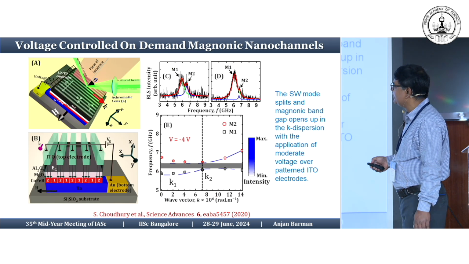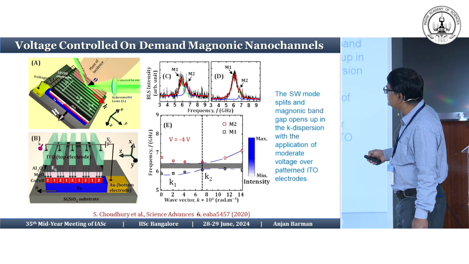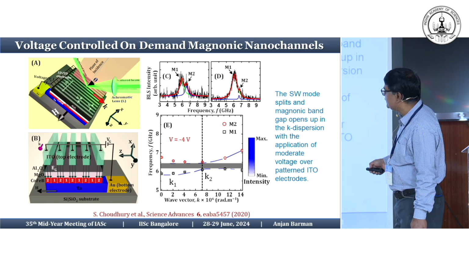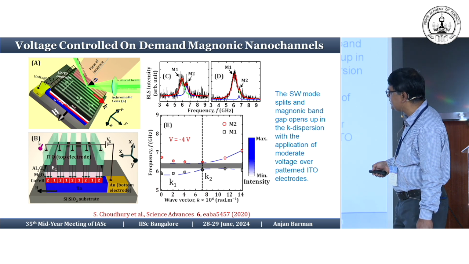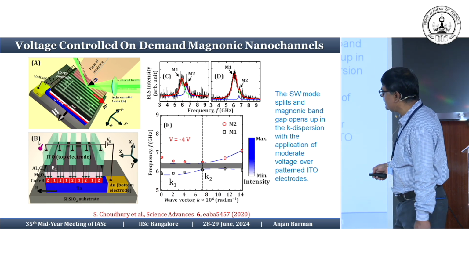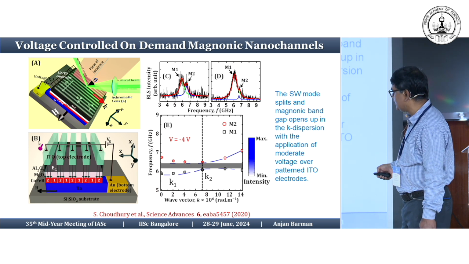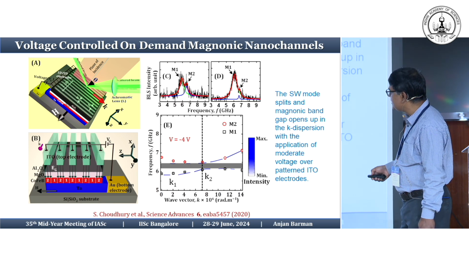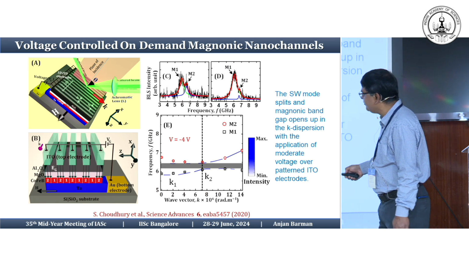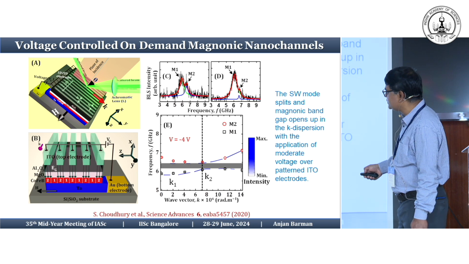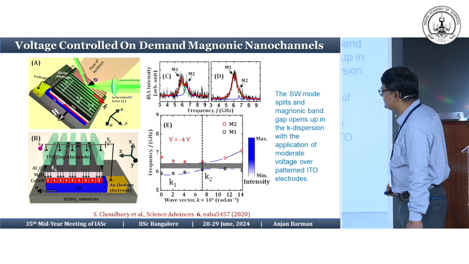Now what we do is we pattern the ITO electrode, and the width of this pattern is about 200 nanometers. So you have 200 nanometers of ITO, and then a gap of 200 nanometers, and so on. When you connect these all to the bottom gold gate electrode and apply the electric field, the electric field appears only beneath these ITO electrodes, and where there is no ITO, no electric field is there.